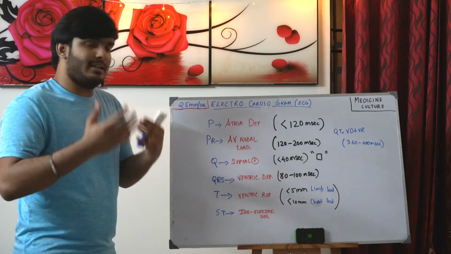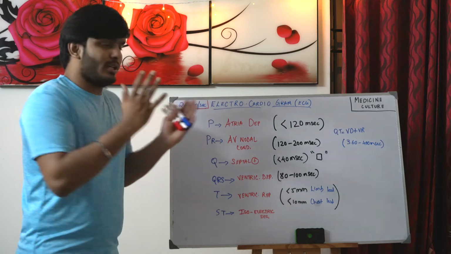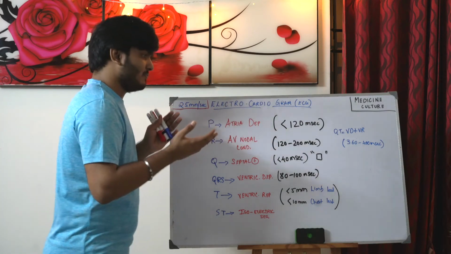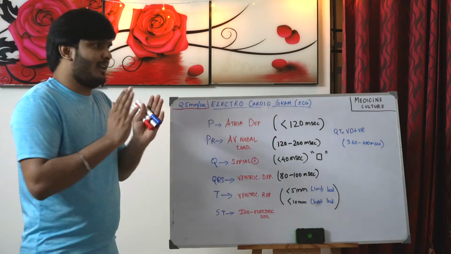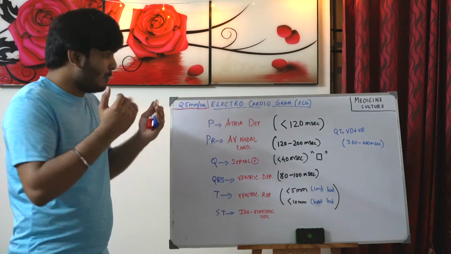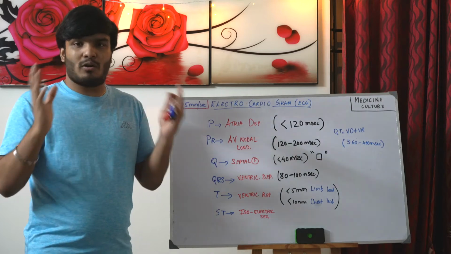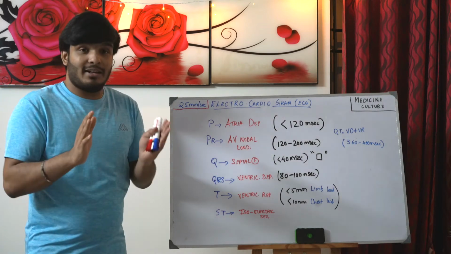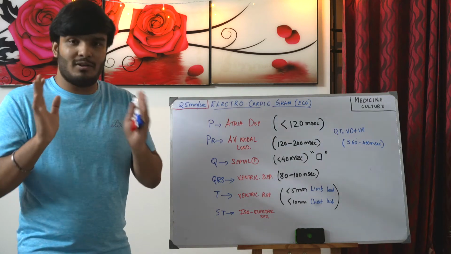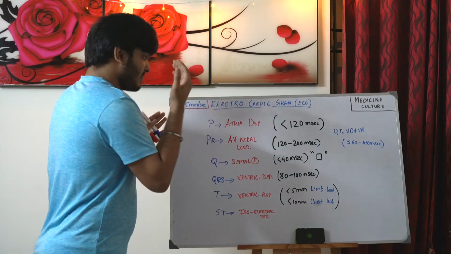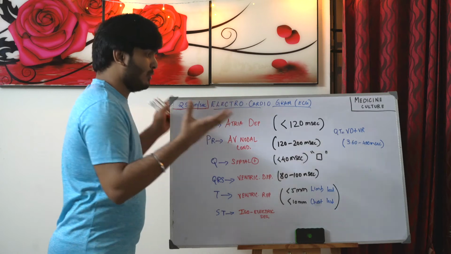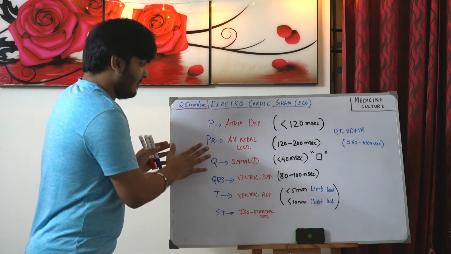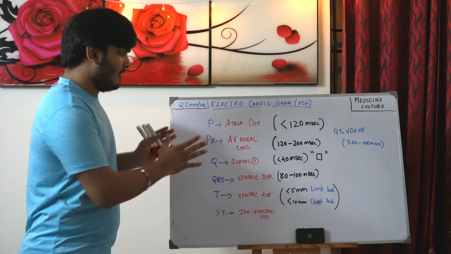The P wave denotes atrial depolarization, and its duration should be less than 120 milliseconds, or to be more precise 0.1 second, which is just two small boxes. One small box is 40 milliseconds; don't forget this point. So the P wave's duration is less than 120 milliseconds, meaning less than 3 small boxes. And then we see the PR interval, that is AV nodal conduction.